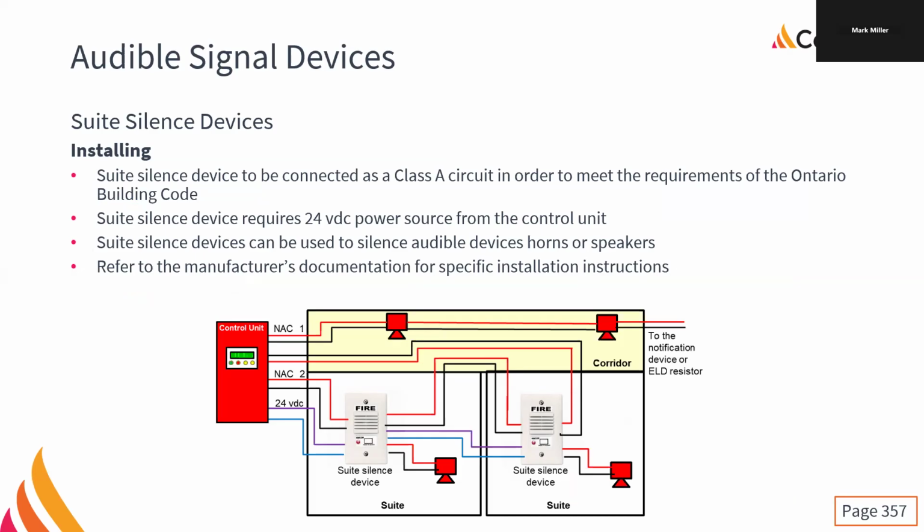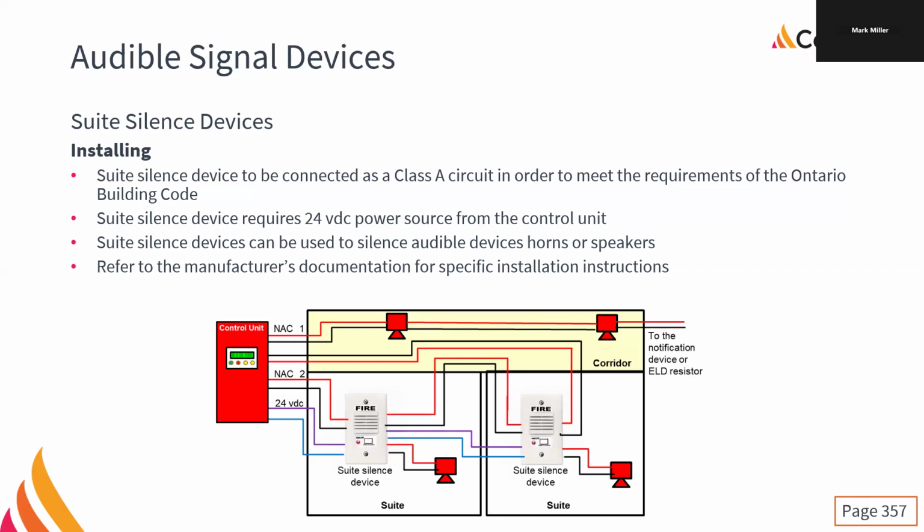Sometimes our suite silence devices have to silence more than one device, and so we'll have to do some additional wiring. It could be a little bit complicated. I haven't had to do this yet. The only times I've worked with suite silence devices, it's been the only horn in the apartment, so it hasn't been an issue whatsoever. And you don't have to pull 24 volt to run the suite silence because it was just built into the unit.